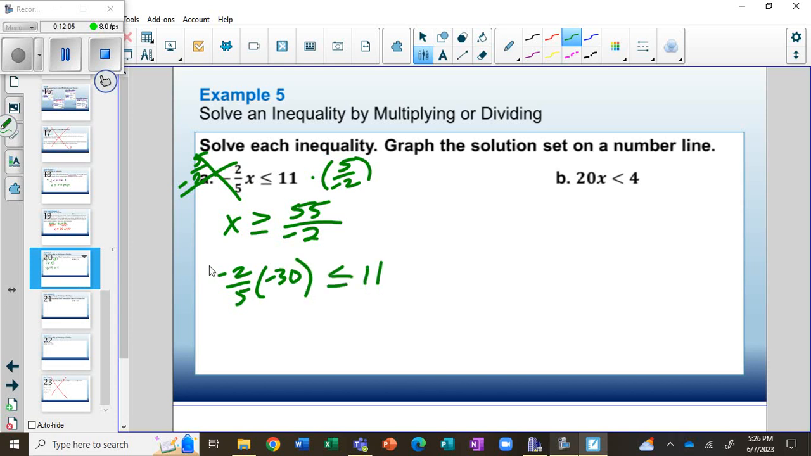Negative 2 times negative 30 is 60. 60 divided by 5 is 12. Is 12 less than or equal to 11? No, that is not correct. So that's why we had to flip the symbol.